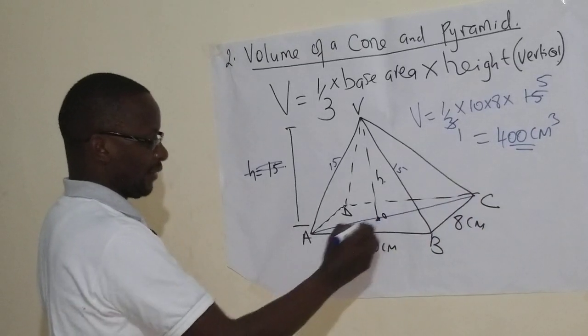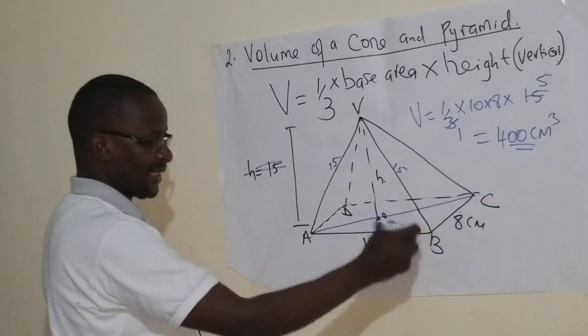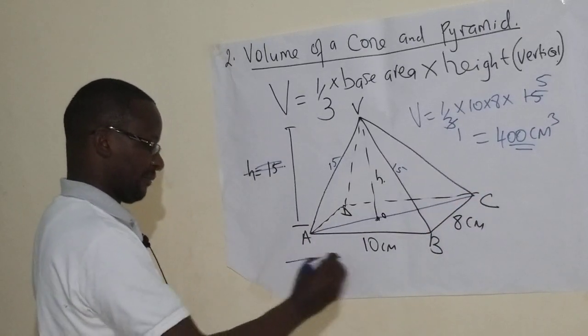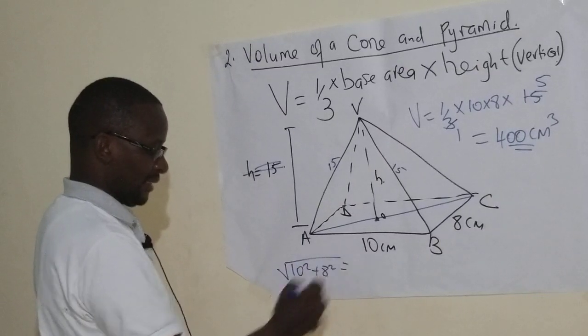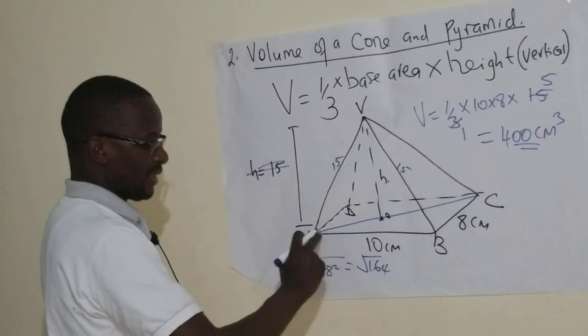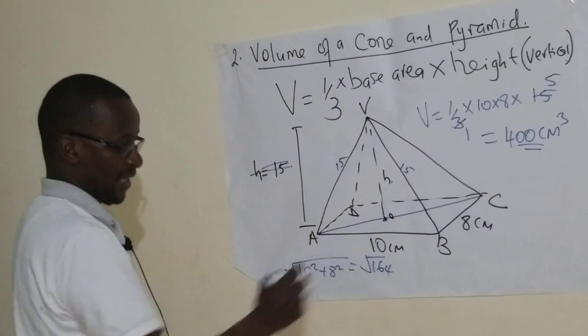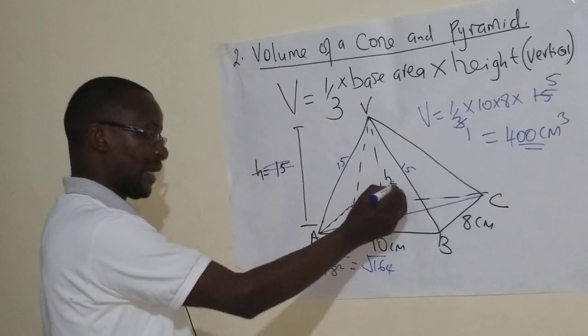So if you use the diagonal, AO is a half of AC. So you can get AC using Pythagoras theorem. That would be the square root of 10 squared plus 8 squared. That would be the square root of 164. So this one here will be a half of that. And then you use again Pythagoras theorem to get your H.